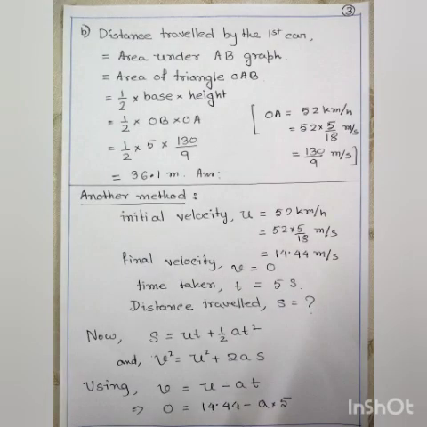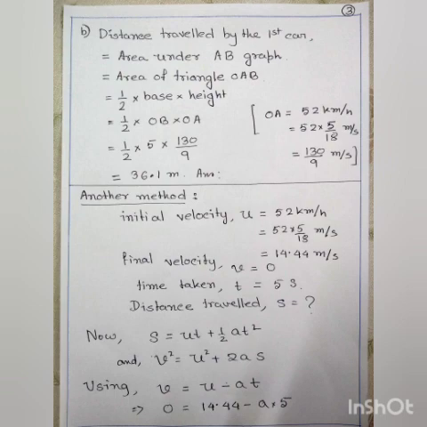Now what will be the distance traveled by the first car? Here the area under the AB graph will give us the distance traveled by the first car. So what is the area under the graph AB? That is the area of the triangle OAB. Now what is the area of triangle OAB? That is half into base into height. Here base is OB, that is 5 seconds, and OA is the height, that is 52 km/h.